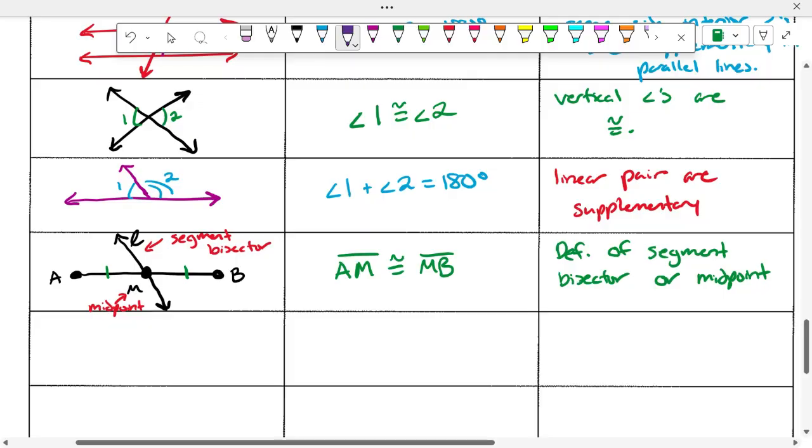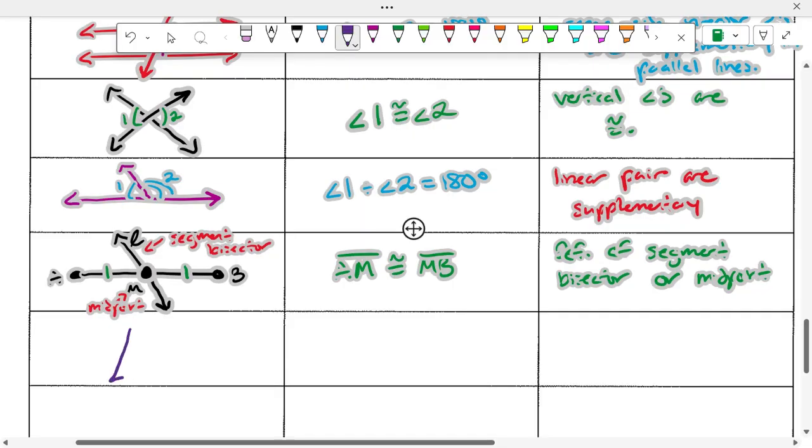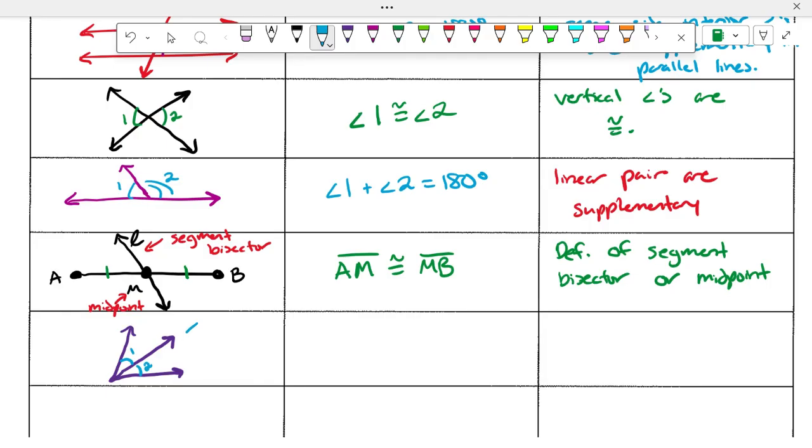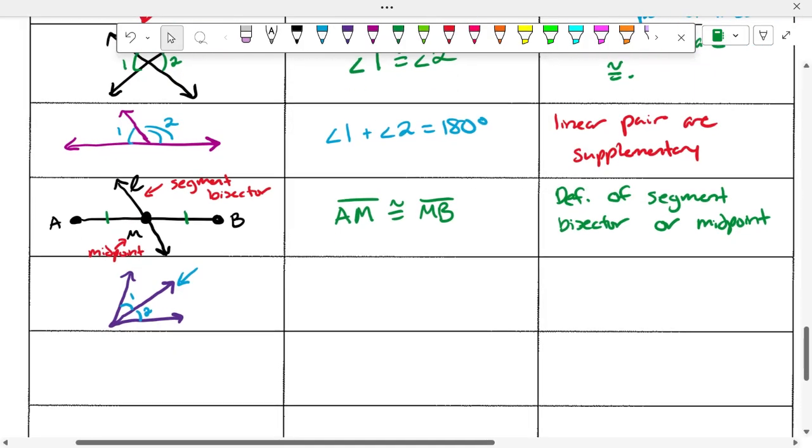All right. What about, let's say I had an angle and then a line that cuts through that angle, but it creates two congruent baby angles. What's this line called? If it cuts that angle into two congruent baby angles. So a line that cuts another angle into two congruent angles. What's that called?